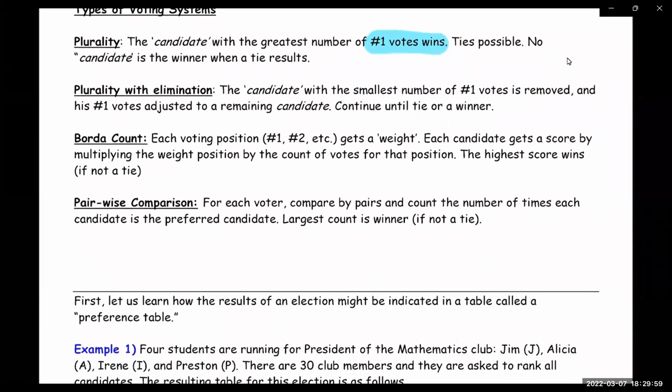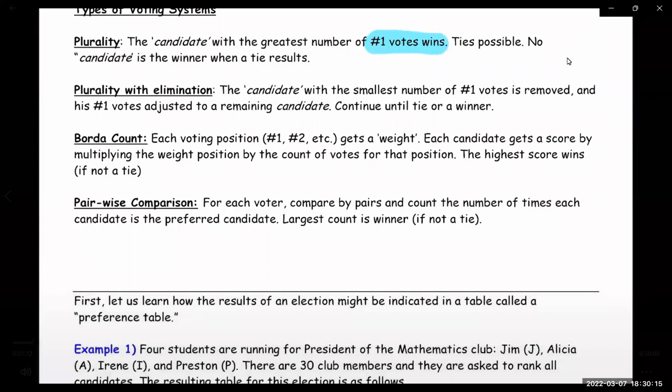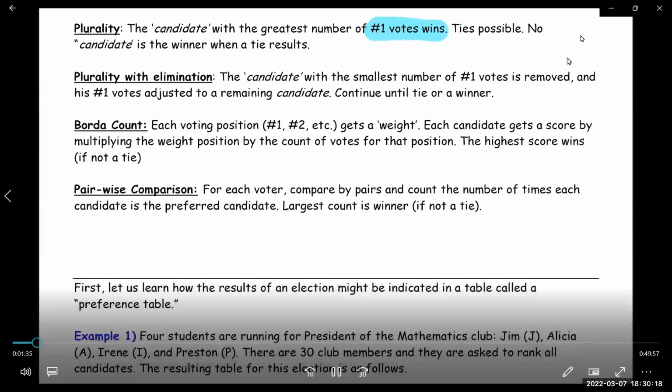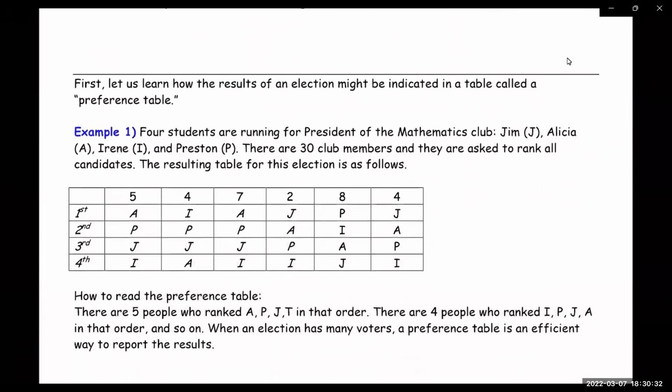All right, the Borda count. It's each voting position, so there's first votes, number of second votes, number of third votes, etc. They each get a weight, and each candidate gets a score by multiplying the weight of the position by the count of votes for that position. The highest score wins. So this is a good one, we'll see that one. And then there's finally the pairwise comparison. For each voter, compare by pairs the number of times each candidate is the preferred candidate. The largest count is the winner. So let's take a look at these 4.